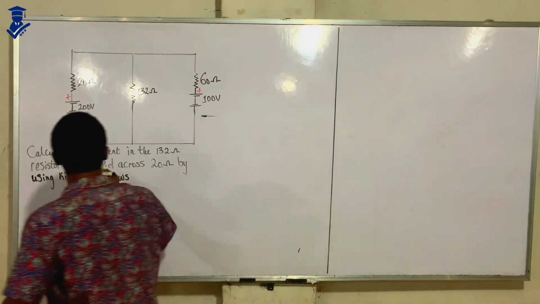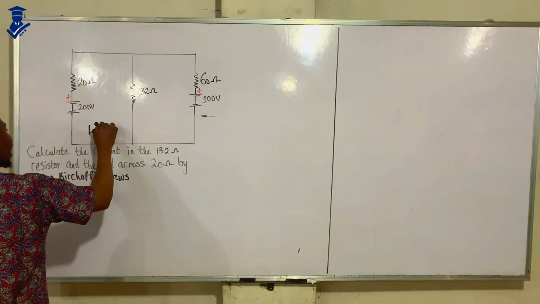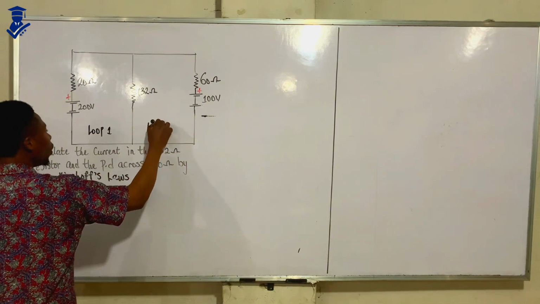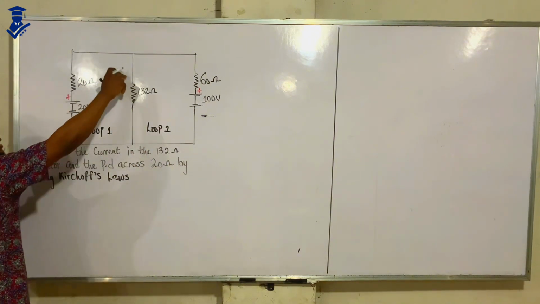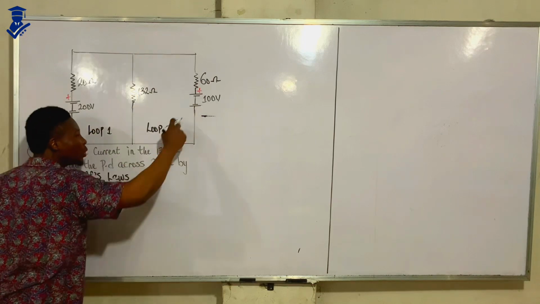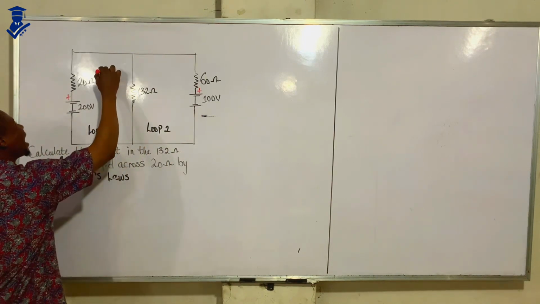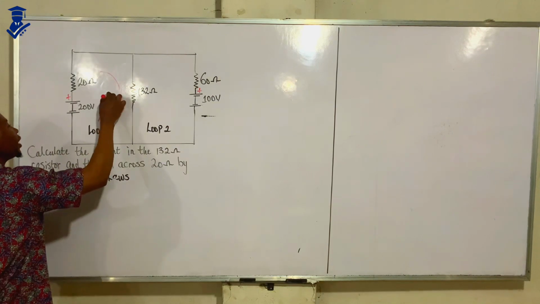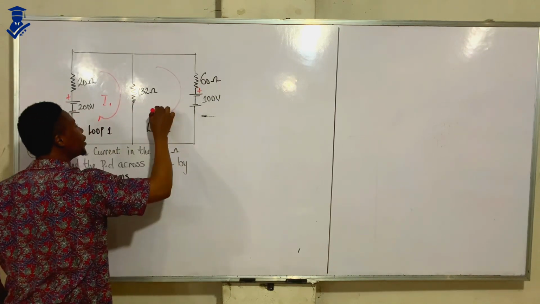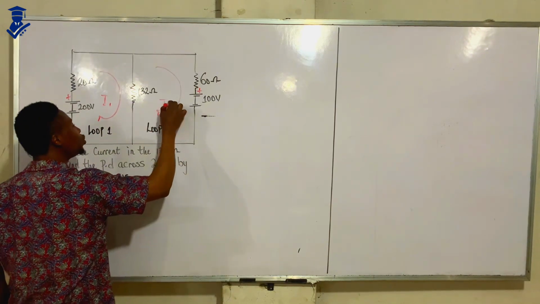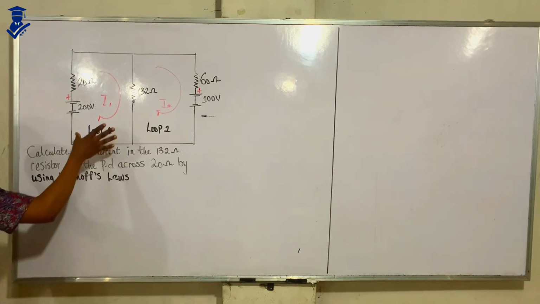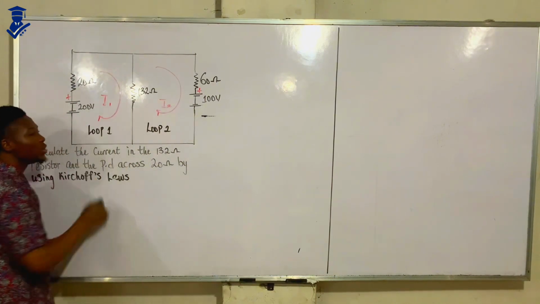We have to understand first that this is loop 1 and then this is loop 2, because this is a closed loop and this is another closed loop. Now another thing is we're going to make an assumption that I1 is the current flowing through here and that I2 is the current which flows through this.